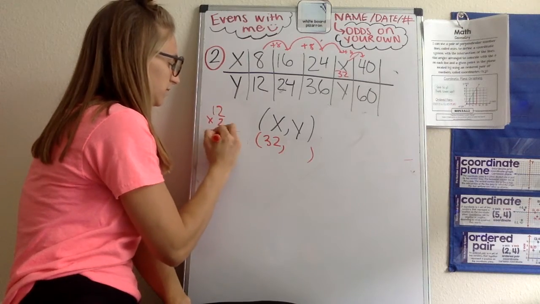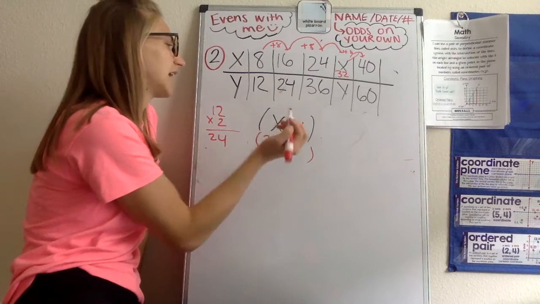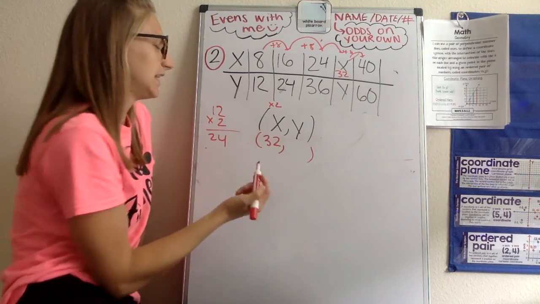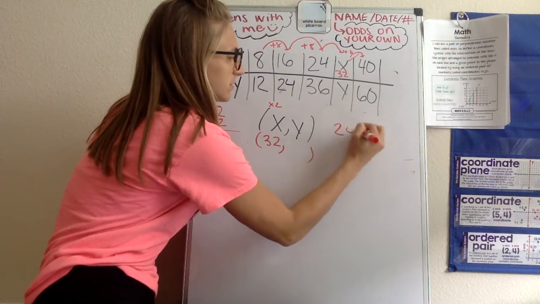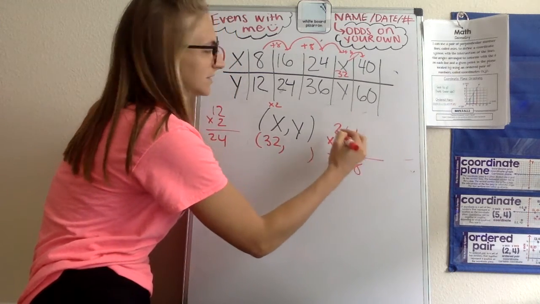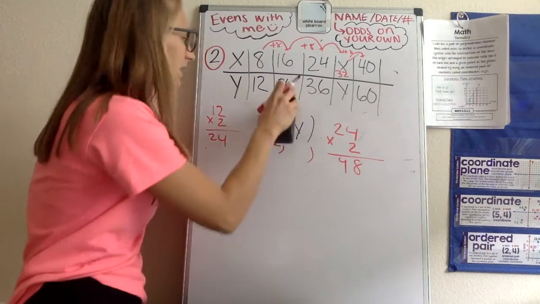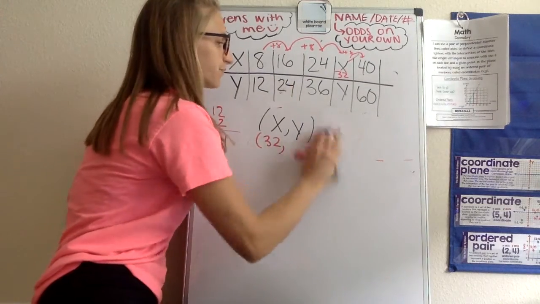Because I do know 12 times 2 is 24, but 24 times 2, if that is my pattern, would that equal 36? I don't know. Let's do the math just in case. 4 times 2 is 8. 2 times 2 is 4. We're looking for 24, so we know it's not going to be times 2.